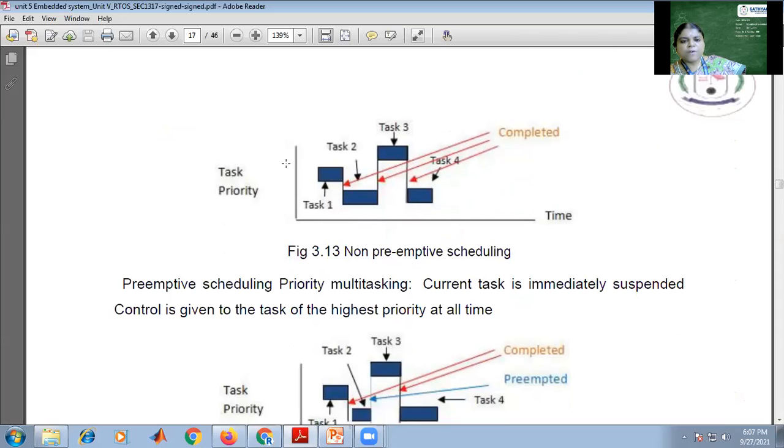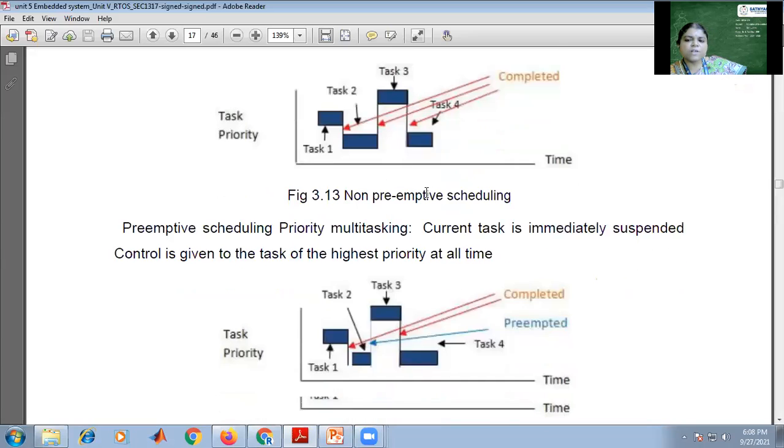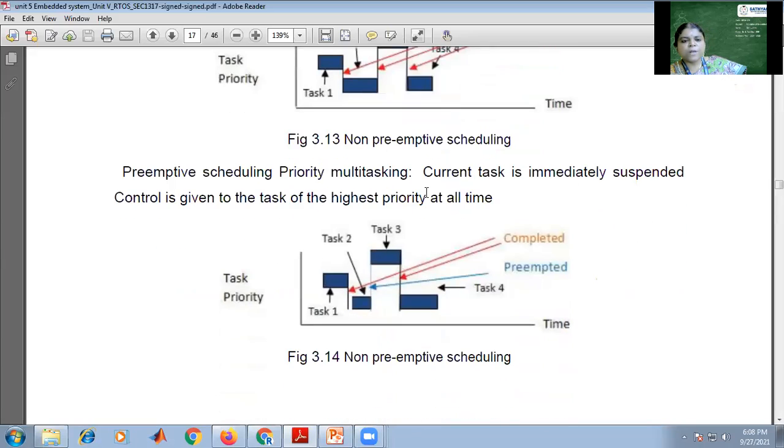When task one is performing, only when task one completes its work will priority be given to the next task, which is task two. And when task 2 completes, only then will task 3 be given a chance to use the CPU, and then task 4 will be given a chance based on the priority.